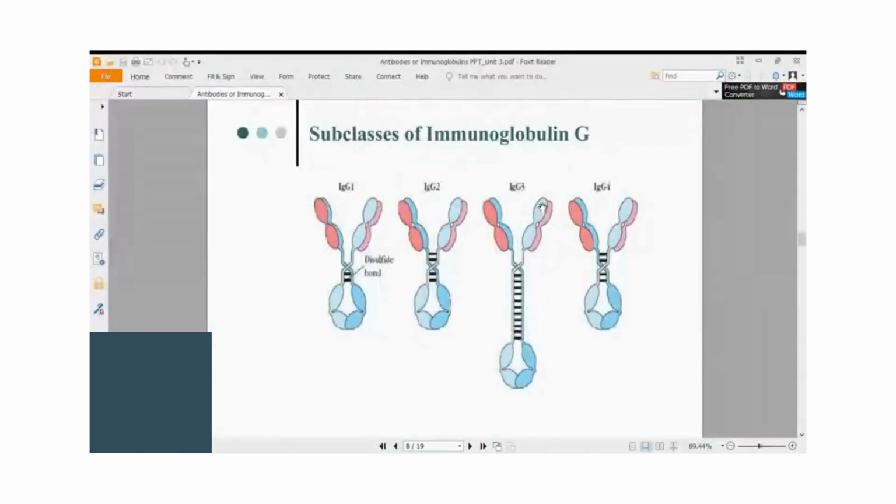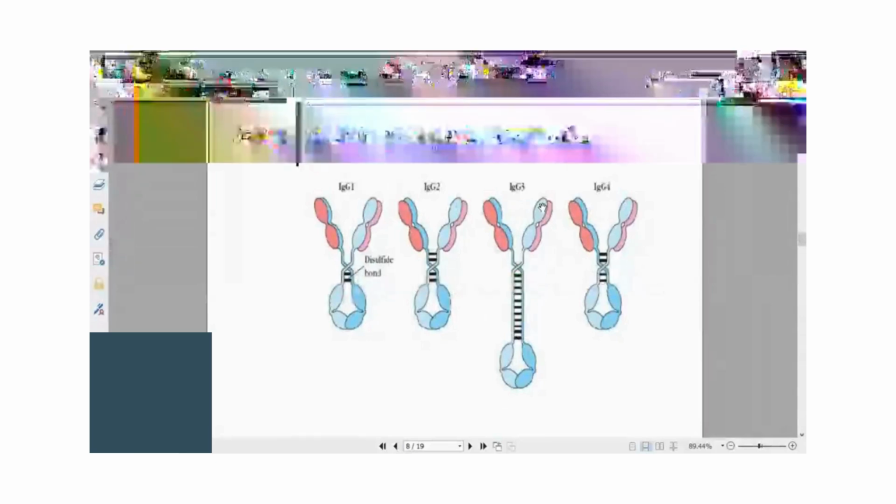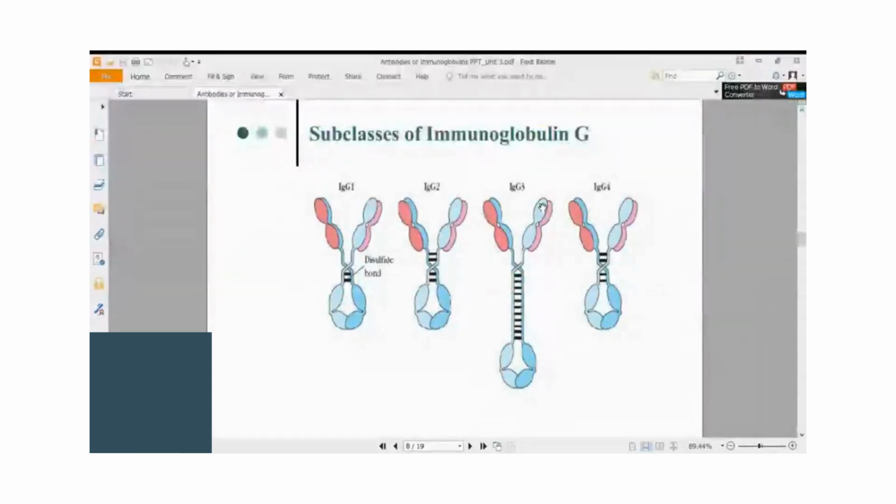Okay, before that, the major antibody that is in circulation in any individual to protect from the infection is always IgG. And it is the longest living antibody in the body. It will live for a long time, up to about 23 days. Once it is produced, it can circulate up to 23 days.